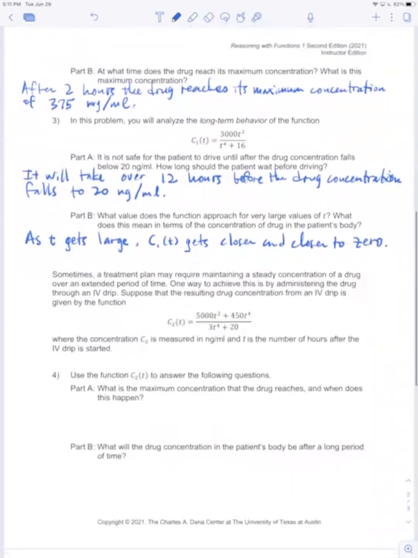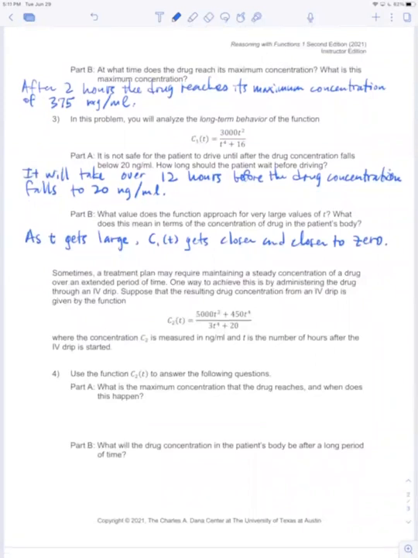Scroll up just a little bit. There we go. Sometimes a treatment plan may require maintaining a steady concentration of a drug over an extended period of time. One way to achieve this is by administering the drug through an IV drip. Suppose that the resulting drug concentration from an IV drip is given by the function C2 of t equals (5000 t squared plus 450 t to the fourth) over (3 t to the fourth plus 20), where the concentration C sub 2 is measured in nanograms per milliliter, and t is the number of hours after the IV drip is started.